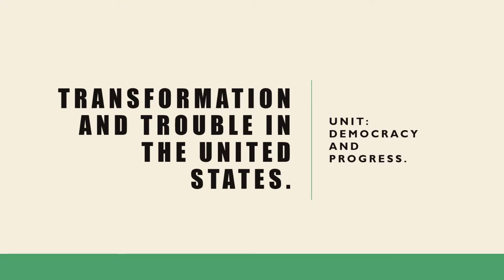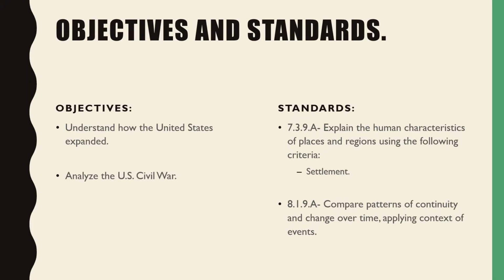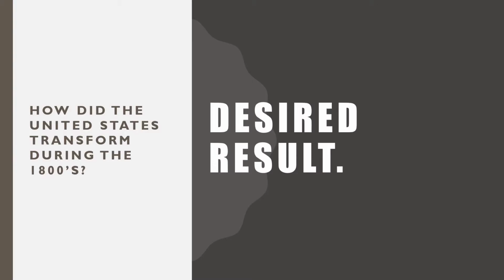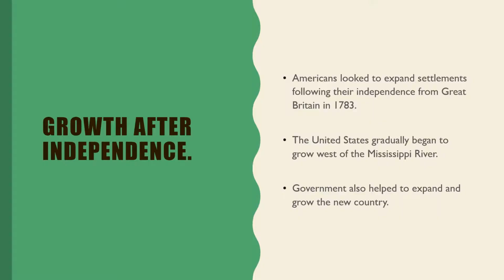This is Transformation and Trouble in the United States, for our unit Democracy and Progress. Please take a moment here to look over the objectives and standards. And our desired result: how did the United States transform during the 1800s?